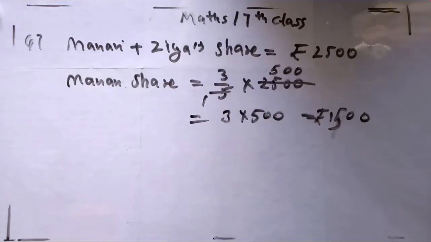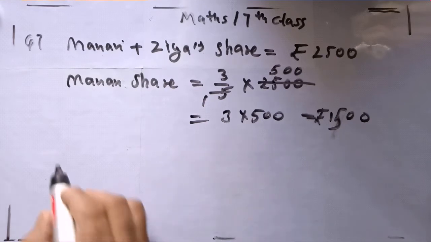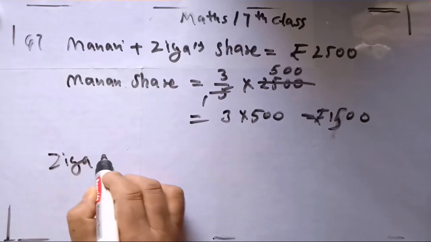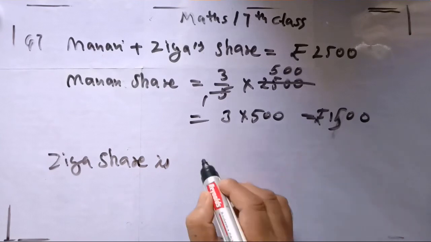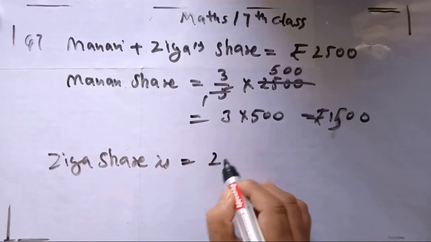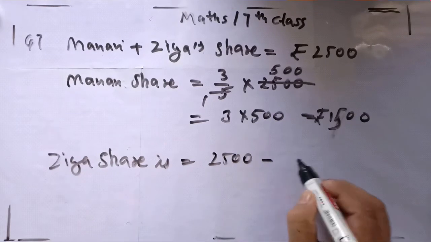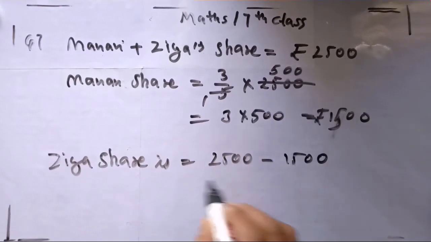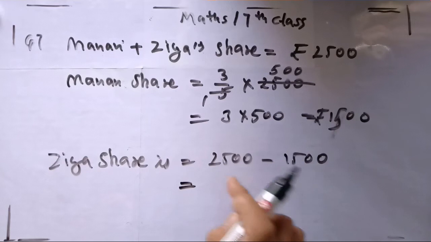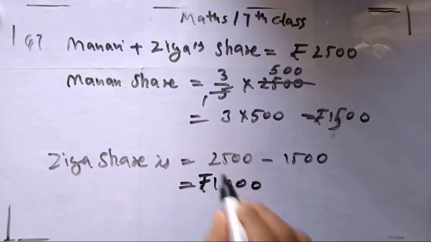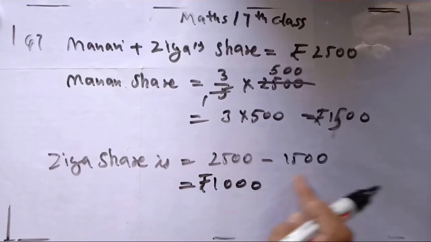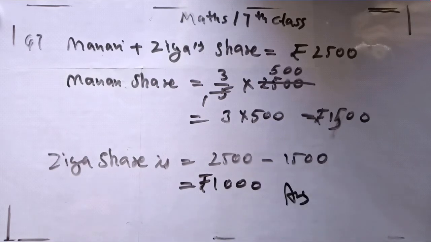Now next is to find Jia's share. How to find Jia's share? Jia's share is the total 2500 minus Manan's share, which is 1500. So after subtracting 1500 from 2500, we will get only 1000. We subtract Manan's share from the total, we will get Jia's share. This is the answer of the 7th question.